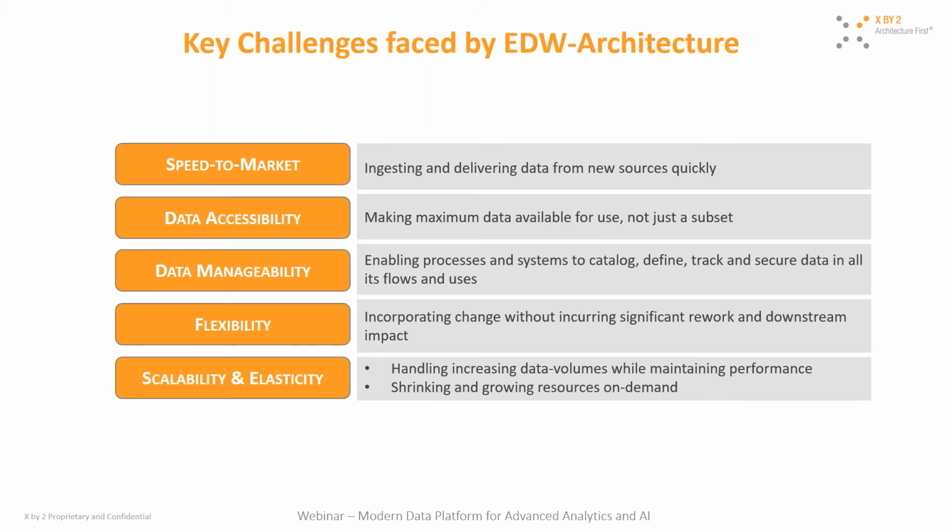Other problems it had was data accessibility. So in the data warehouse, you typically have maybe 15–20% of the enterprise data. You don't bring everything else within the data warehouse. But if your use case requires that 25th attribute or the 26th attribute from some table, which is not in the data warehouse, you're in bad luck.